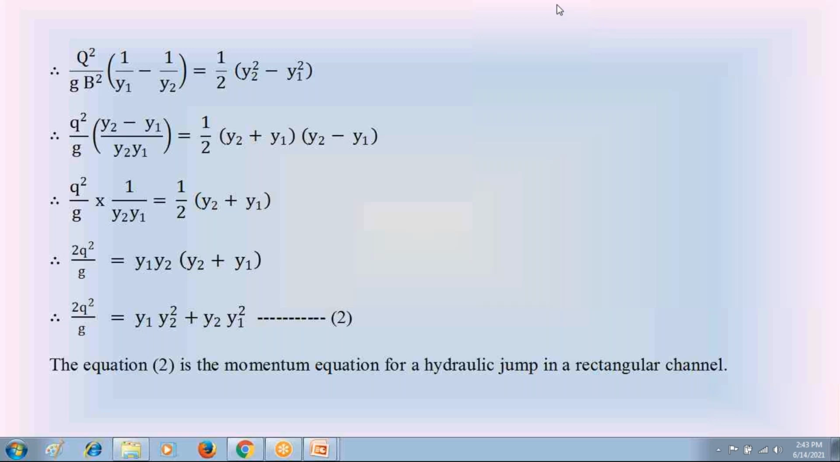Up to that equation 2, if you have doubts, please discuss with me. Any doubts, students, up to that equation 2?